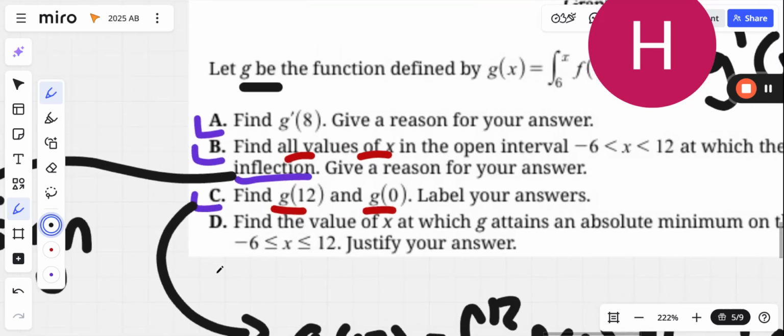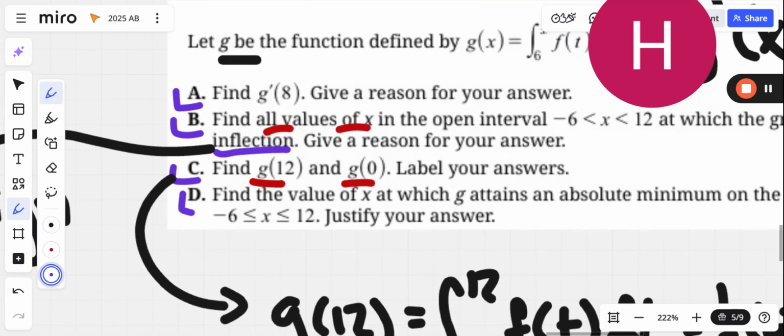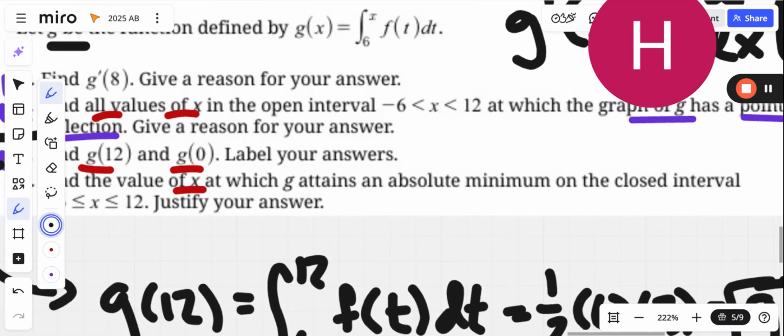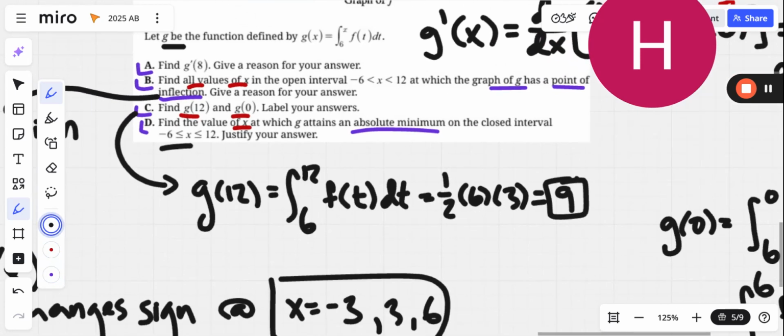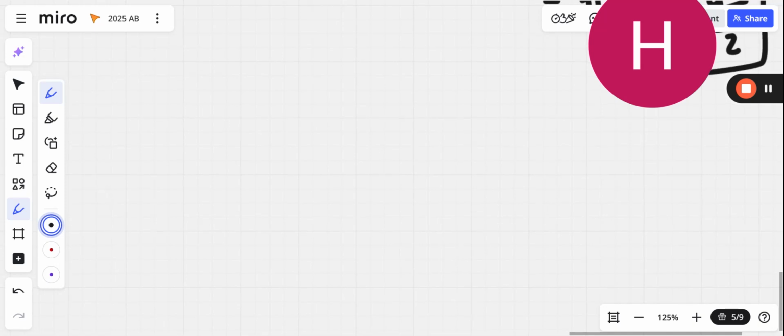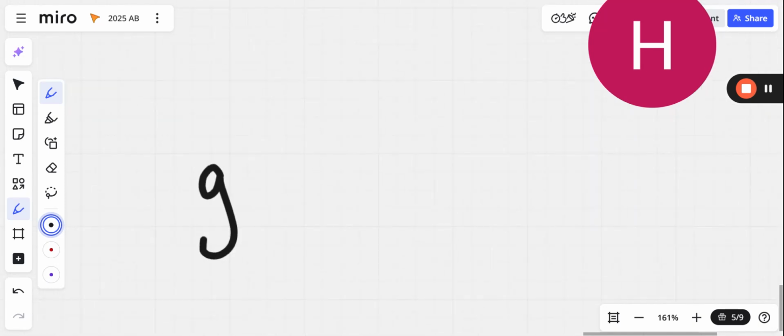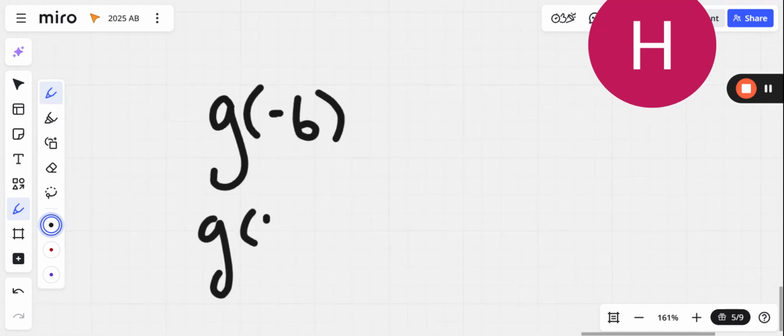Now let's wrap it up with part D. Find the value of x at which g attains an absolute minimum on the closed interval from negative 6 to 12. Okay, so we have to consider some candidates here. We have to consider g of negative 6, of course. We have to consider g of 12, which we already have. G of 12 was just 9.